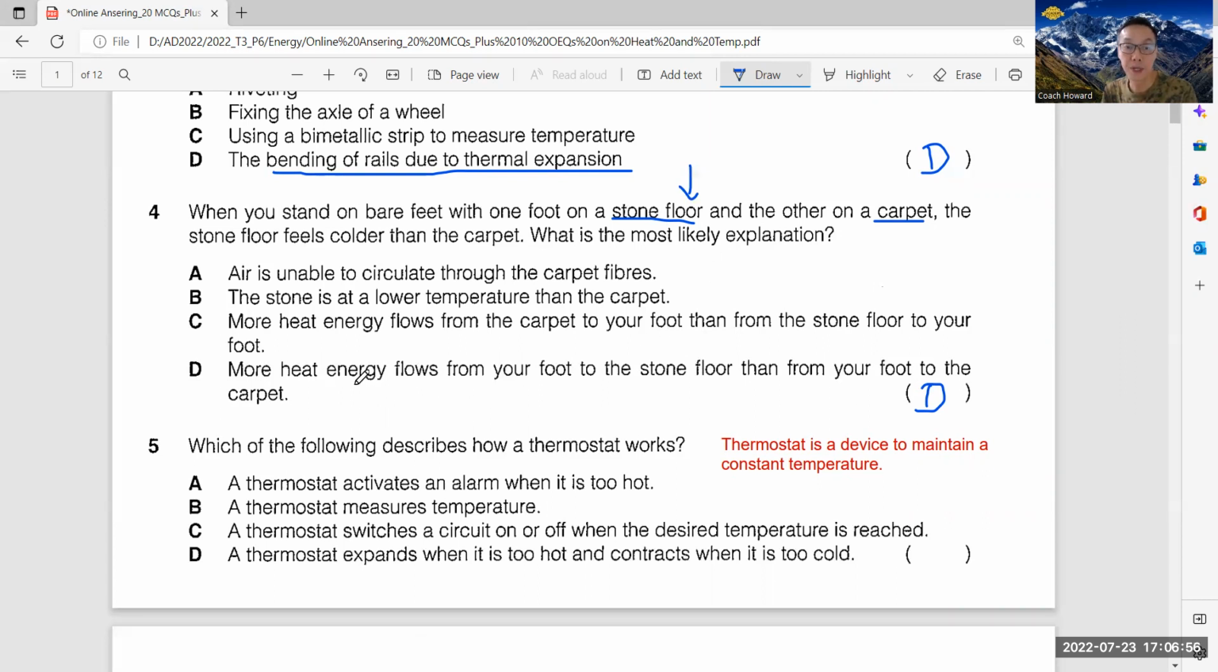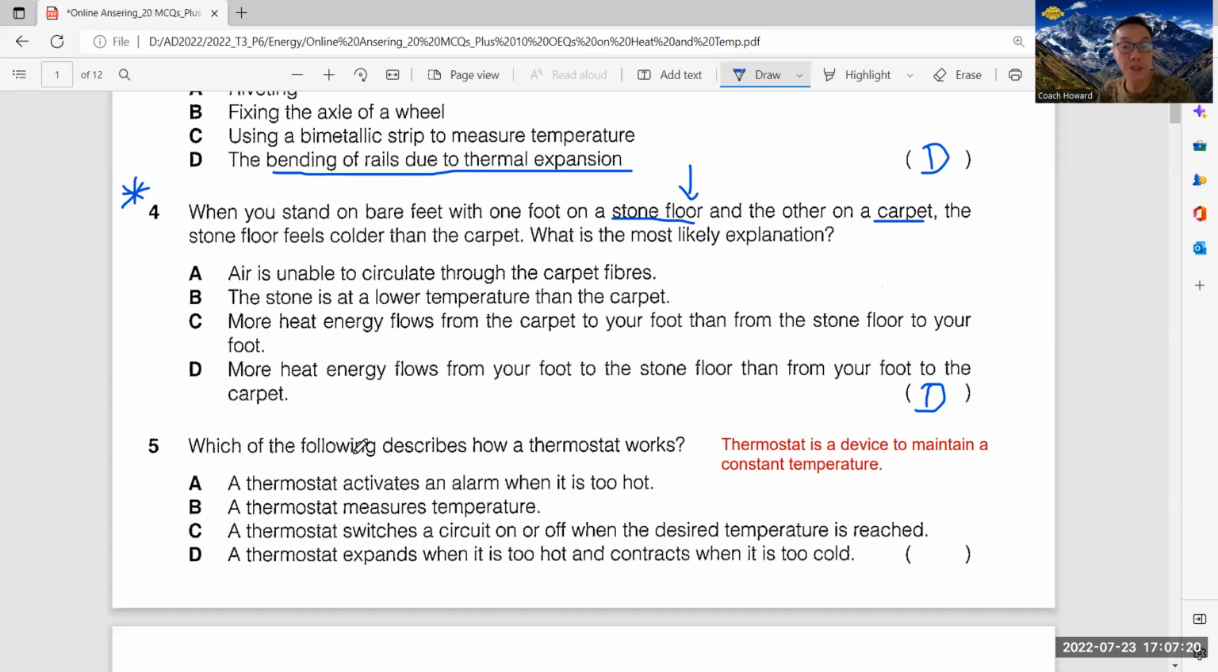So in other words, more heat energy flows from your foot to the stone floor than to the carpet, because the carpet is a poorer conductor of heat. That's why they conduct the heat slower. Okay, so you take note of this. Maybe you can put an asterisk here to indicate this is a very good question, maybe tested.